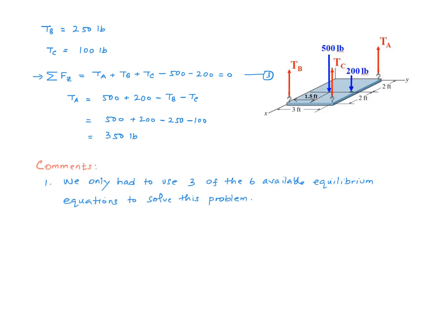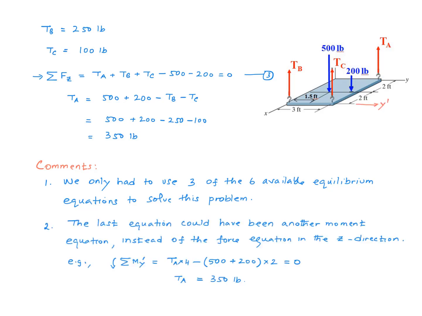Just to re-emphasize, we only had to use 3 of the 6 available equilibrium equations to solve this problem, because there are only 3 unknowns. My second comment is, just as in 2D problems, I could have used different combinations of equations to solve this problem. For example, instead of this last equation, which is a force equation, I could have used this moment equation to find a value for TA. What I did here is write down a moment equation about the y prime axis, and this is that equation. That gives me the same value of 350 pounds for TA.